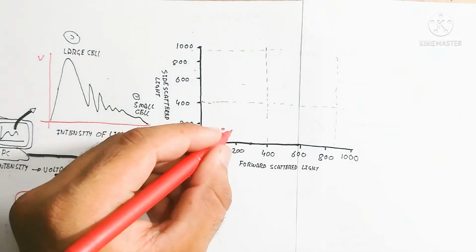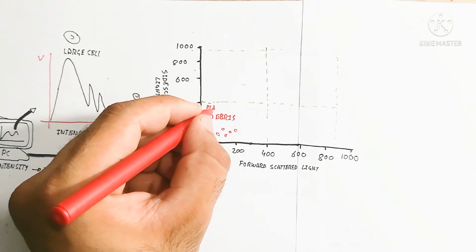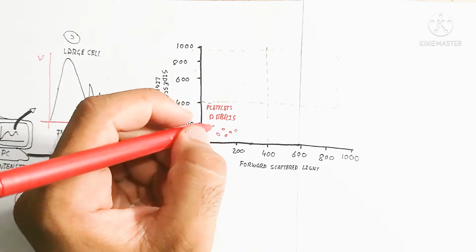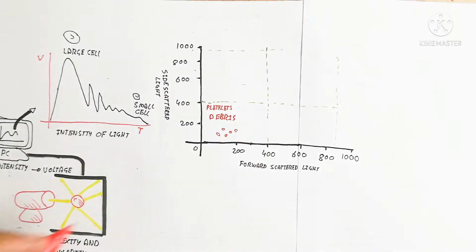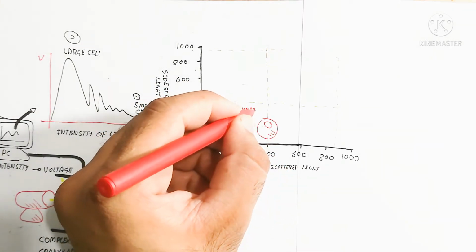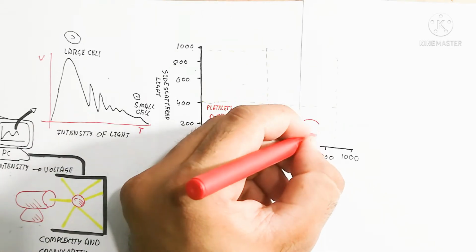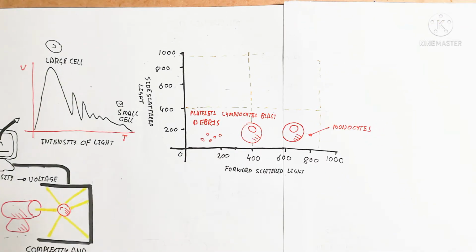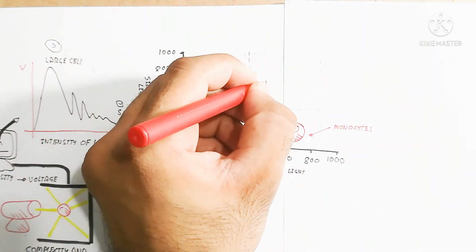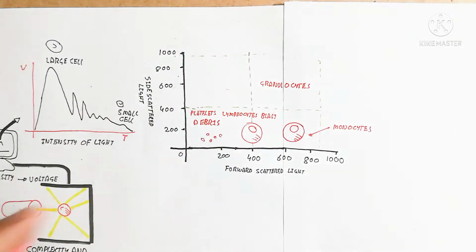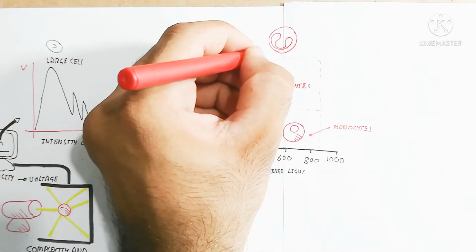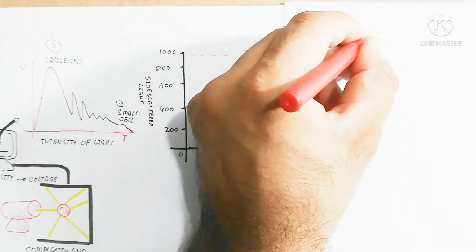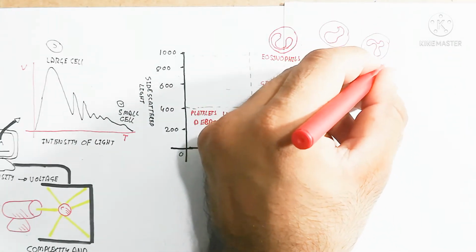So here I am drawing the four boxes again to understand. Here are the platelets. Platelets are very small, and other cell debris will occur here, which is very simple. It means the cell is simple and small. So the smaller particles show in this box. On the other hand, here you can see the monocyte, where the forward scatter light is more, but the side scattering light is less.